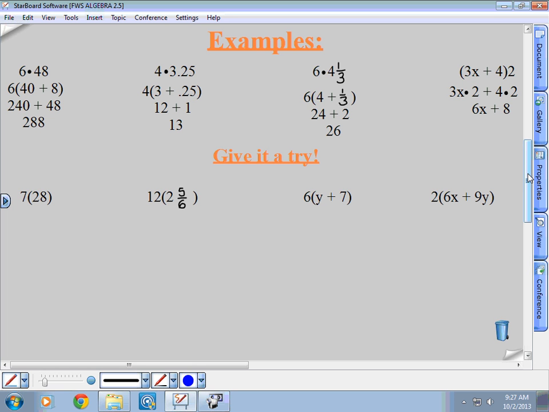If I take a 6 out of that, and what's 48 really? 48 is just 40 plus 8. And I can put that there because of what? What property lets me substitute 40 plus 8 for 48?